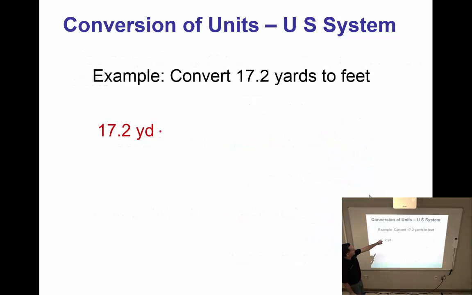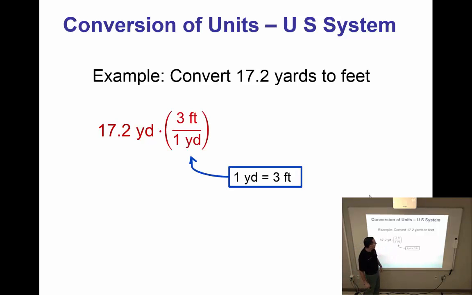So let's do an example then. I'm converting 17.2 yards to feet. So I'm writing my conversion factor. Given units is currently yards. My desired units is feet. So I'm going to put feet in my conversion factor in the numerator and yards in the denominator. I know that there are 3 feet to every yard to make this equal to 1.